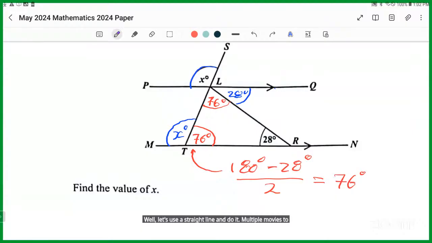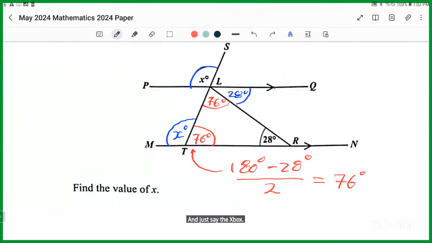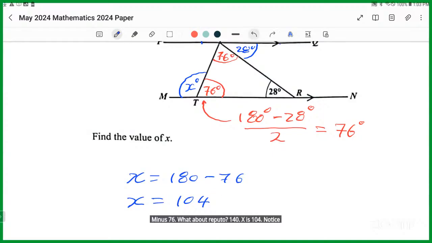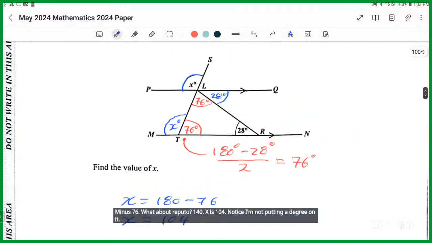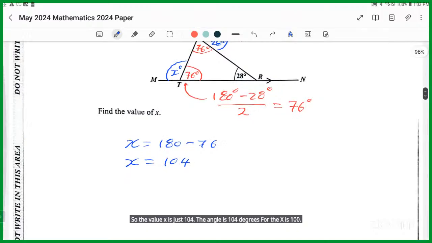I'm going to use a straight line down here and just say the x becomes 180 minus 76. What does that work out to? 104 degrees. So x is 104. Notice I'm not putting the degree on it. Why am I not putting the degree on it? Because the question gave us x degrees. So the value x is just 104. The angle is 104 degrees, but the x is 104. All right? That is that.